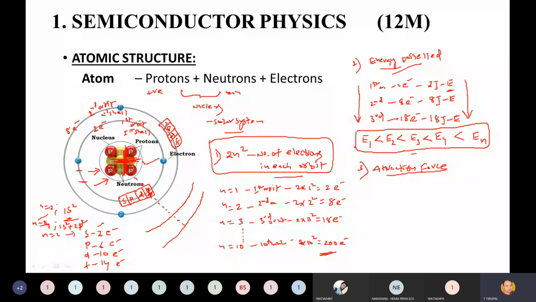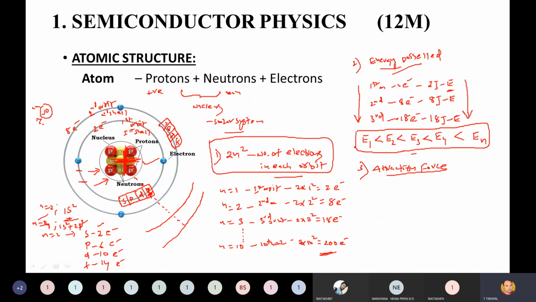For example, sun and Mercury: what is the attraction force of Mercury towards the sun? It is very fast. How many days will it take Mercury to rotate around the sun? It is approximately just 20 days. So within 20 days, Mercury completes 1 year of rotation. So Mercury takes only 20 days to revolve around the sun.